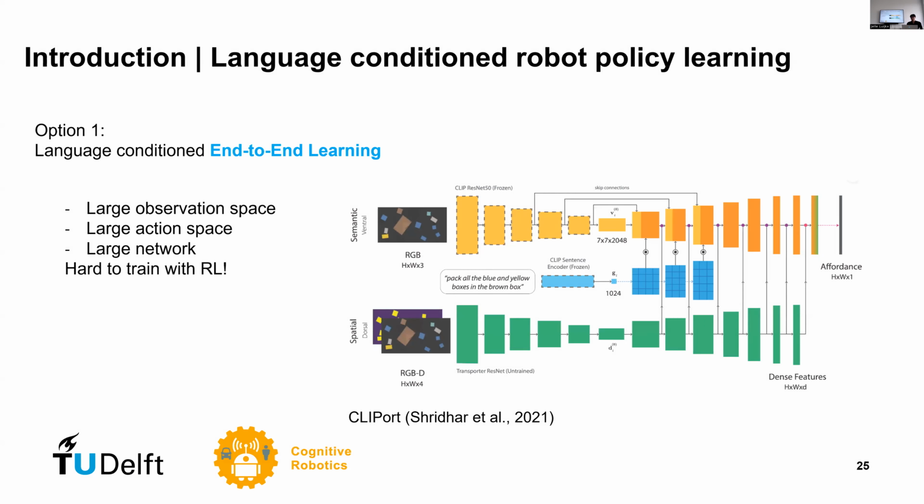To solve language-conditioned robot policy learning, there are commonly two ways. The first one is to train an end-to-end learning policy. For example, Jelle has introduced his work and also CLIPort, which all use end-to-end learning methods. They have a large observation space, a large action space, and a large network. If you want to solve it by reinforcement learning, it is hard to train because it takes so much time to converge.